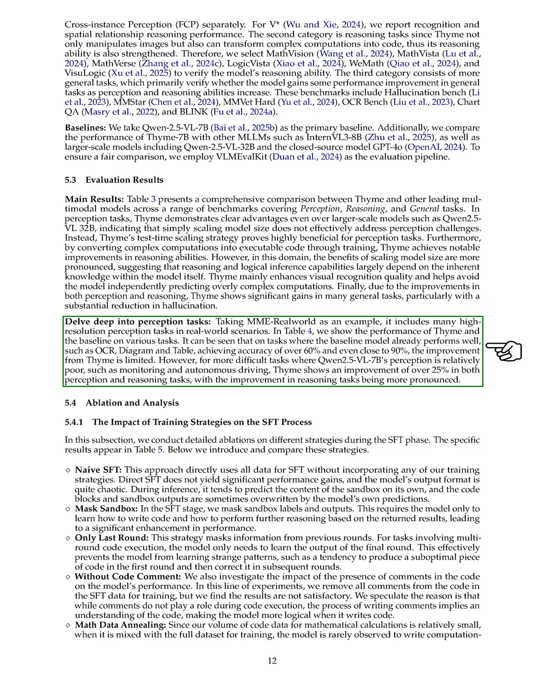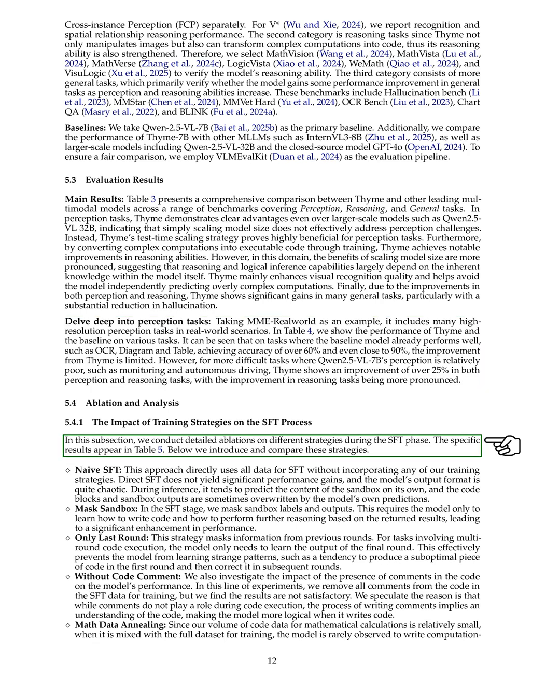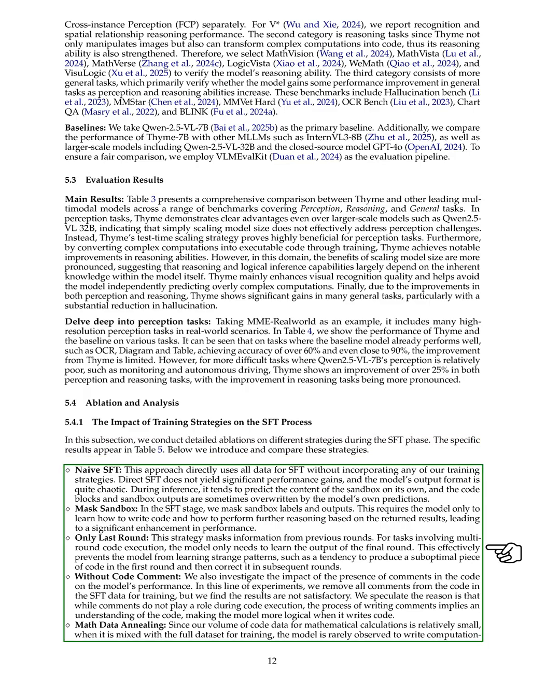Next, we examine the impact of different training strategies during the SFT phase. We compare several approaches, as detailed in our results. The naive SFT method uses all data without any strategies, resulting in chaotic outputs and limited performance gains. The mask sandbox strategy, which masks sandbox labels and outputs, allows the model to focus on writing code and reasoning based on results, leading to significant performance improvements. The only last round strategy masks earlier round information, helping the model avoid learning incorrect patterns.